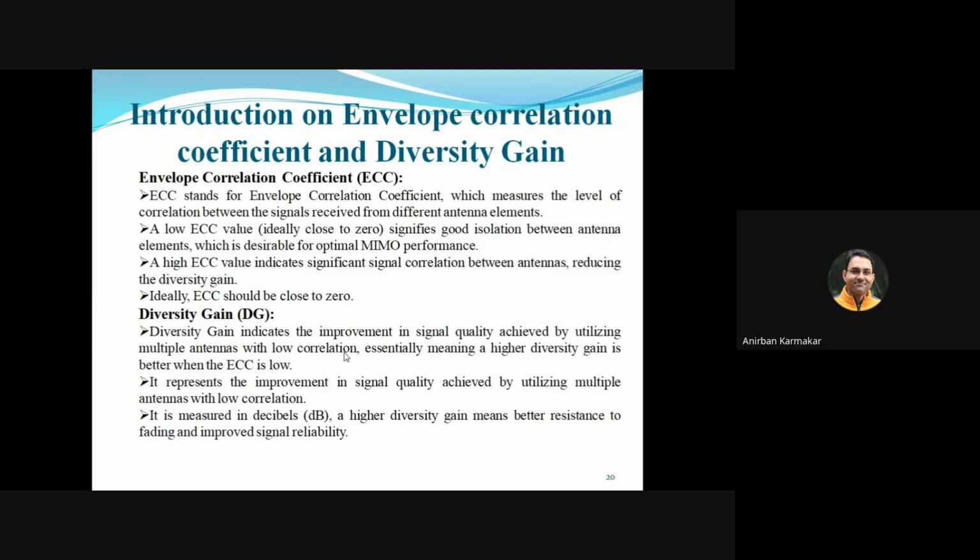So I'm repeating once again, what is diversity gain? Diversity gain indicates the improvement in signal quality achieved by utilizing multiple antennas with low correlation.